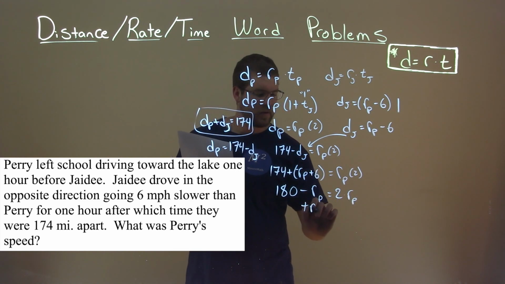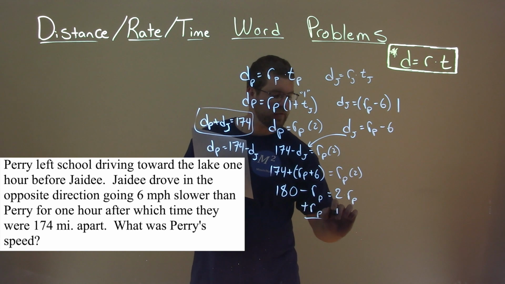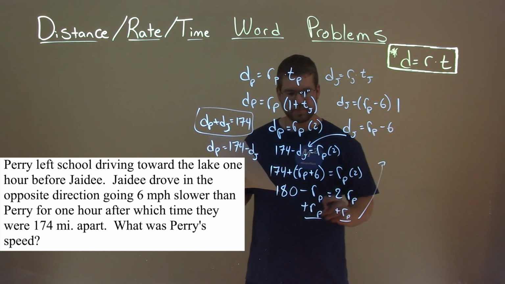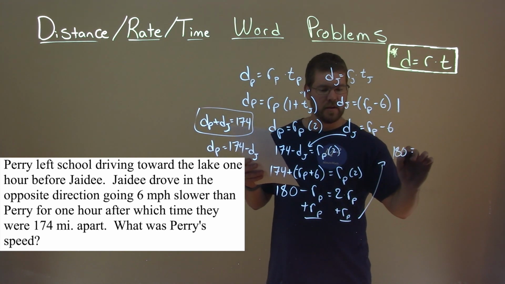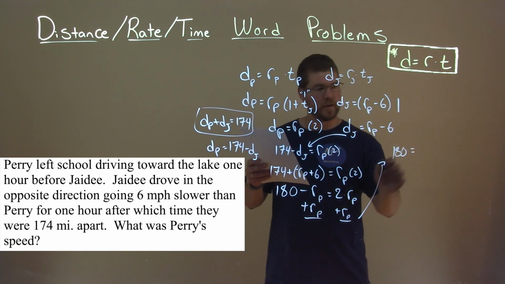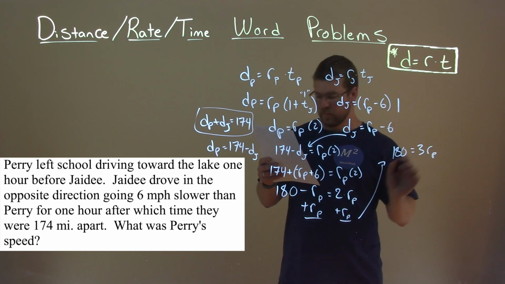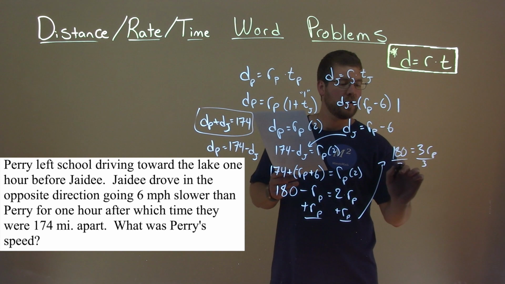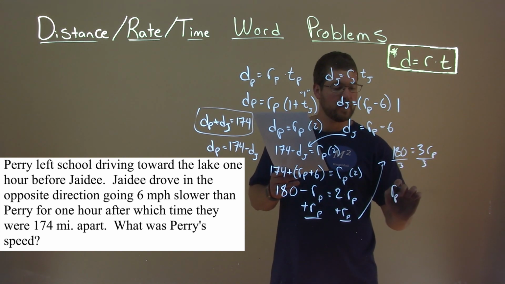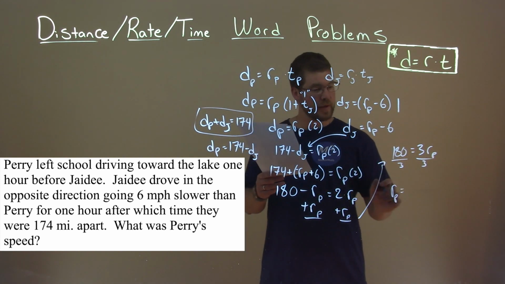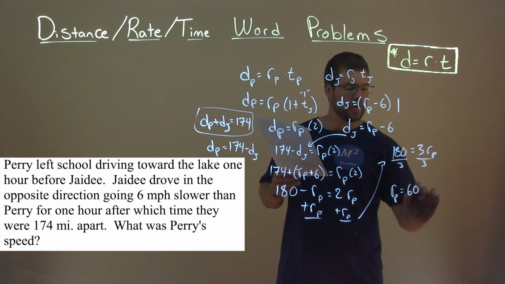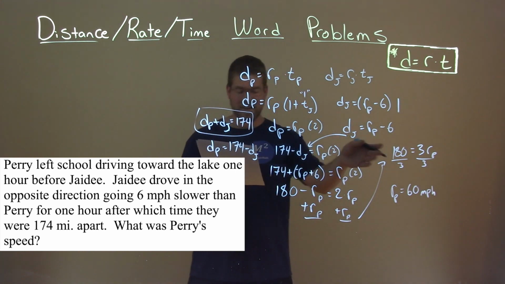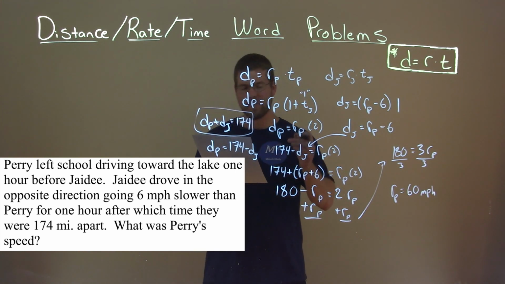If we add an r sub p to both sides, what are we left with? Well, let's put it right up here. We have 180 is equal to, well, 2 plus 1 is 3, so 3 times r sub p. And now we want to divide 3 from both sides to get r sub p by itself. So r sub p is equal to 180 divided by 3, which is 60 miles per hour. And so Perry's speed at that time, after all that, was 60 miles per hour.